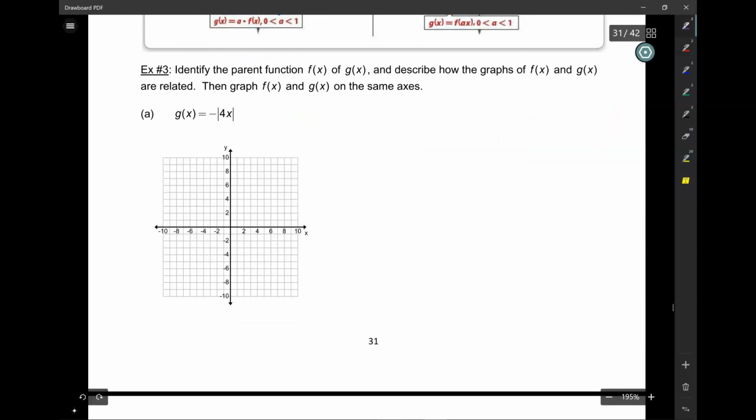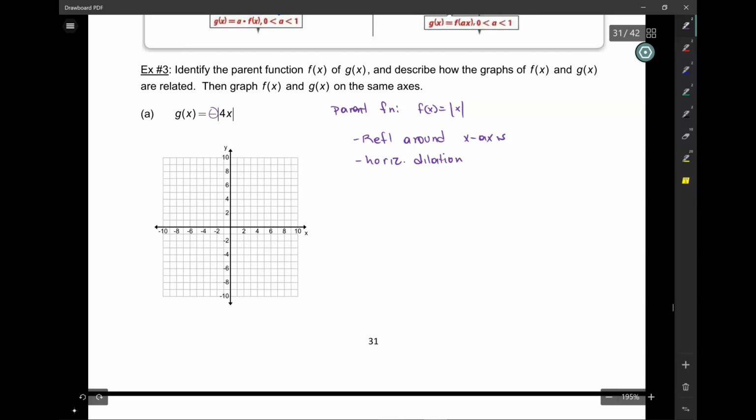So here it says identify the parent function, then describe how they're related. So what's the parent function here? Right. f of x is just absolute value of x. And now, how are they related? So g of x has a reflection around the x-axis, and there's a horizontal dilation. Okay?